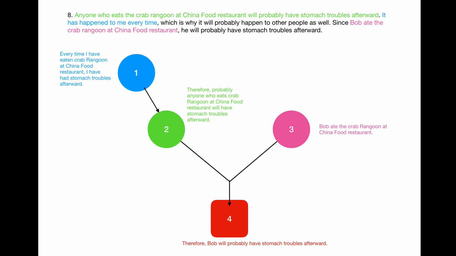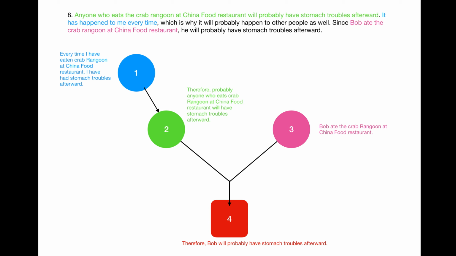Anyone who eats the crab rangoon at China food restaurant will probably have stomach troubles afterwards. It has happened to me every time, which is why it probably will happen to other people as well. Since Bob ate the crab rangoon at China food restaurant, he will probably have stomach troubles afterwards. I do not know why I did not highlight the conclusion in that one, but our conclusion, our final statement is that he will probably have stomach troubles afterwards, right? But who is he? We need to make sure we change that when we write it, Bob, because he's the one we're talking about. So Bob will probably have stomach troubles afterwards is going to be our conclusion.